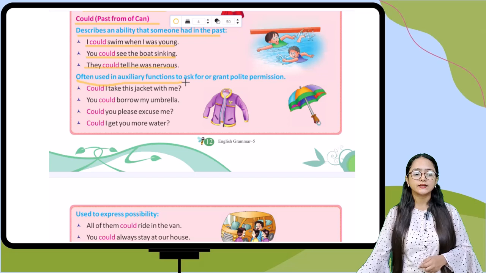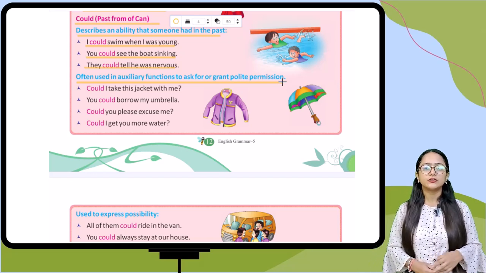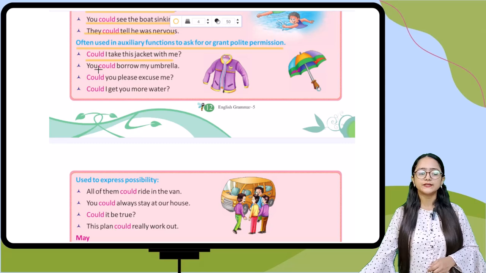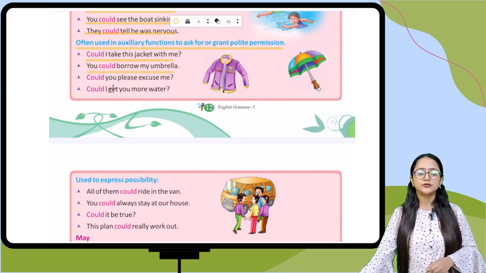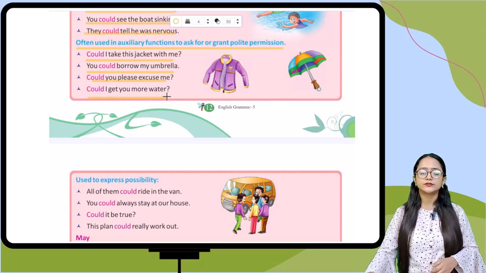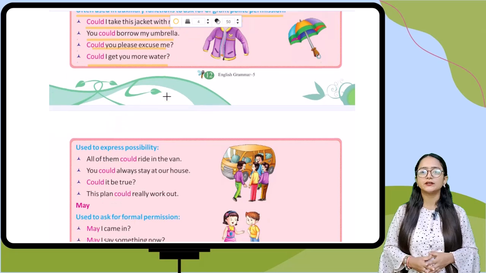Now the next thing is often used in auxiliary functions to ask for or grant polite permission. For example, could I take this jacket with me? Next, you could borrow my umbrella. Could you please excuse me? Could I get you more water? So you can clearly see the polite permission asked.